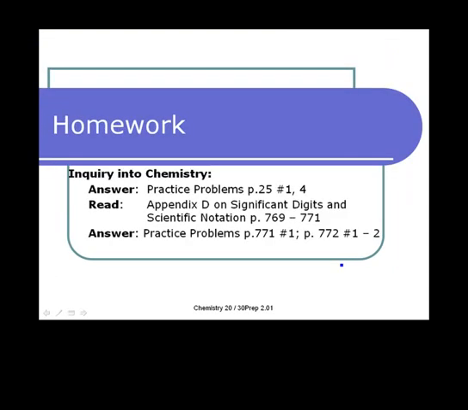So in terms of homework, try out the practice problems on page 95, questions 1 to 4. Once you're done those, go on and read Appendix D in your textbook. It's about significant digits in scientific notation. There are 3 pages on it, just on how you're going to communicate numbers and how to do things in scientific notation. For the practice problems, there are 2 sets. There's 1 on page 771, and there's 2 on page 772.